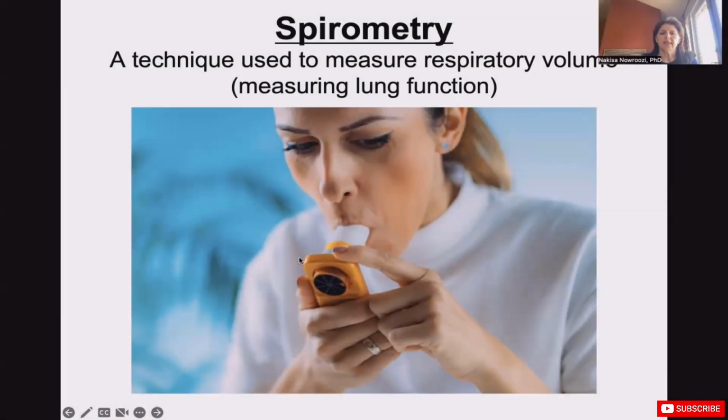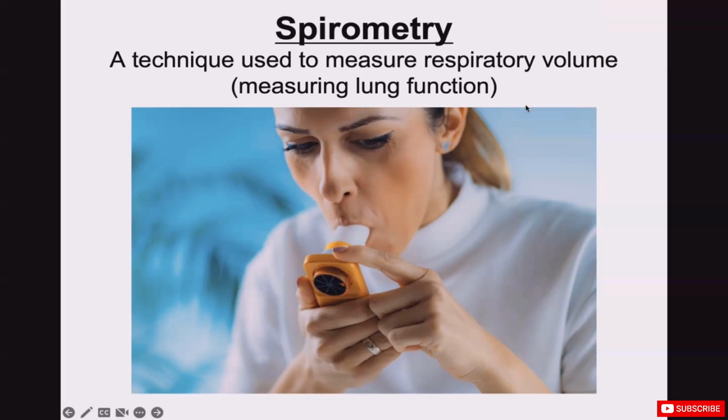Spirometry is a technique that we use to measure respiratory volume, to measure lung function. And this is basically the device that we use. It's called a spirometer. And in the lab, you have to do the experiment and look at this respiratory volume and different variables in the respiratory volume.